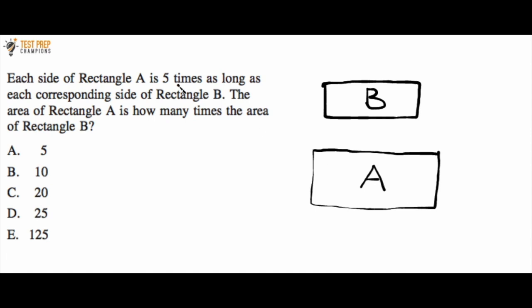So we know that each side of rectangle A is 5 times as long as each corresponding side of rectangle B. One strategy for this question would be to make up numbers for 2 of the sides of rectangle B. You can pick any numbers here. One has to be bigger than the other, okay? If this was a square, then all the sides would be equal, but it's a rectangle, so that's not the case here. I'm just going to use 1 and 2, just to make this as simple as possible, but you could use 2 and 3. You could really use anything as long as one number is bigger than the other.